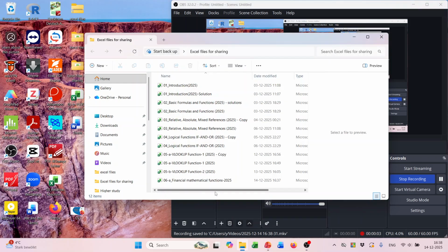Today I will discuss the financial mathematical functions of Excel. That means calculations of loans, interest rate, future value, present value, these kinds of things. But before doing this, we need to understand loan and investment.